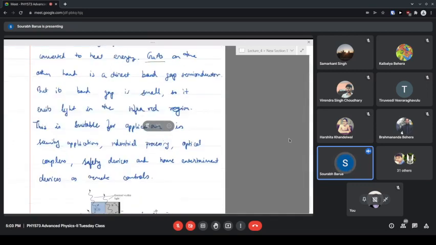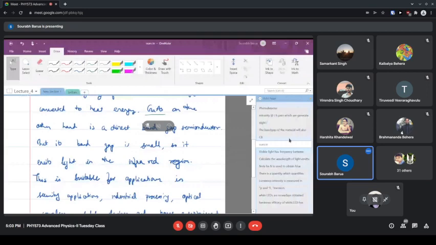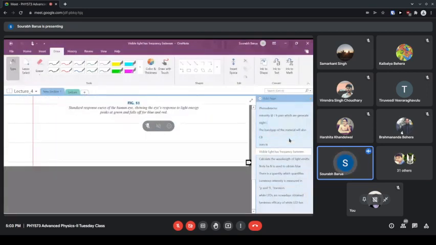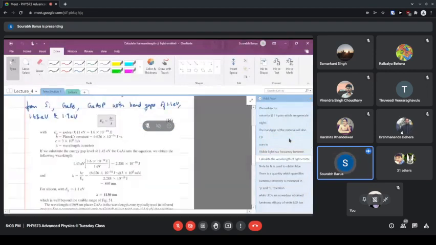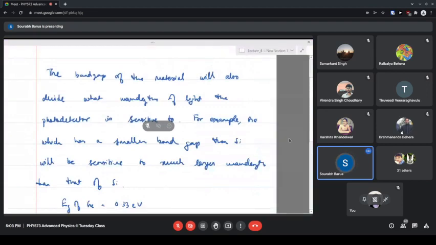But again, its band gap is some 1.35 electron volts. I think it's in the next page. Yeah, so this is 1.43. So its lambda is coming to 869, again, which is not in the visible region. So it is again in the infrared region. We'll see which materials will give you LEDs in the visible region.